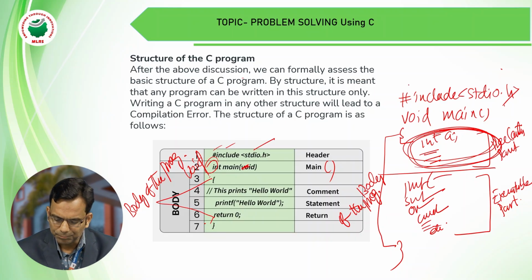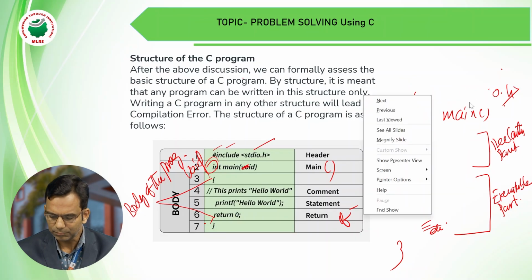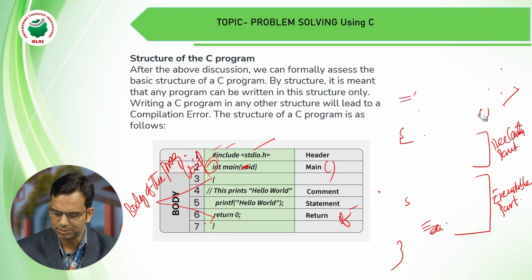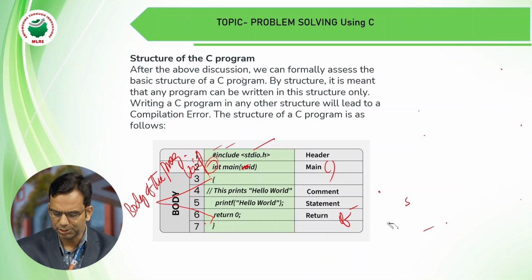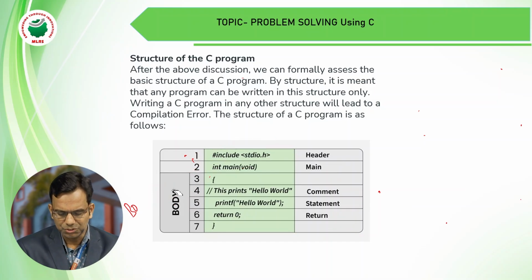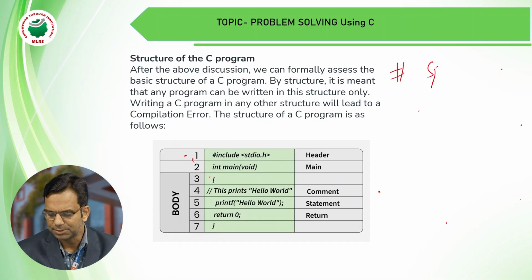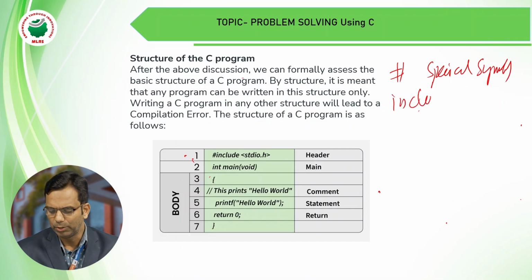Meanwhile, I will give brief information related to this program. Individually I will tell you the meaning of hash and of main, everything. So here we start the program with hash include stdio.h. If you start your program with hash include, this hash is called a special symbol. Then include is a preprocessor directive.